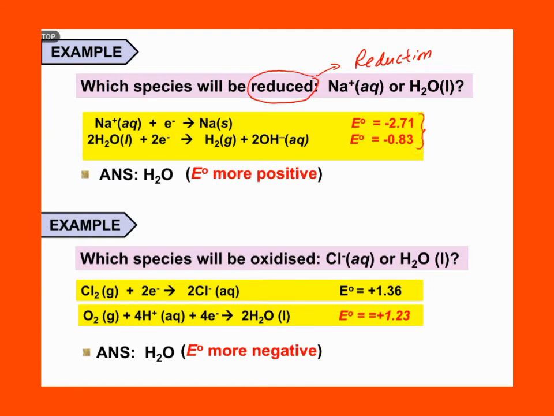Compare these two values and we check which E0 is more positive. So from the answer, we can see water is the species that will be selected to be reduced at the cathode.